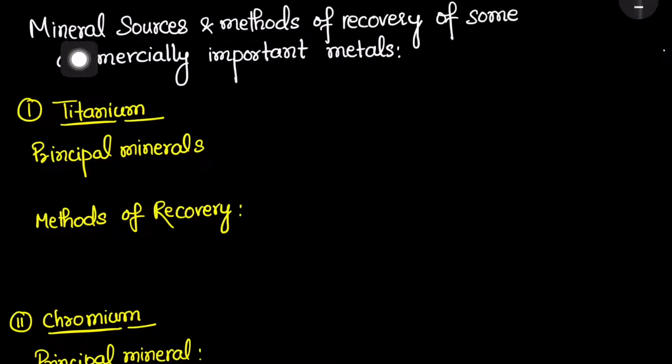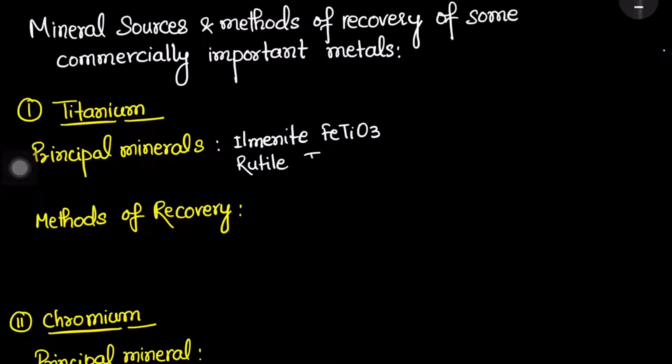Let's discuss some important mineral sources and methods of recovery of some commercially important metals. Let's start with the first one, that is titanium. The principal minerals of this are ilmenite, that is FeTiO3, and rutile, that is titanium dioxide, TiO2. These are the principal minerals for the titanium metal.